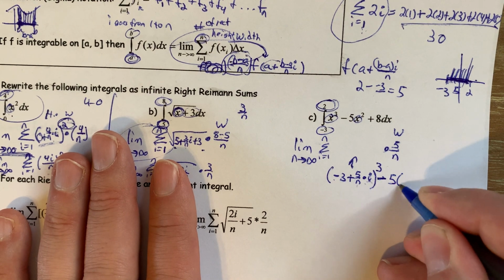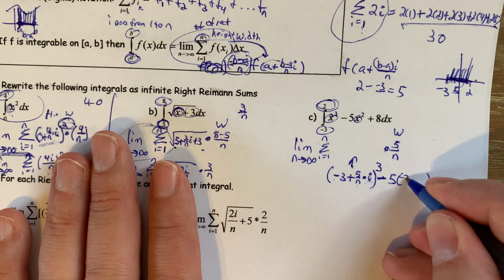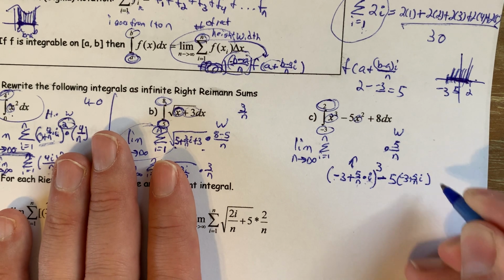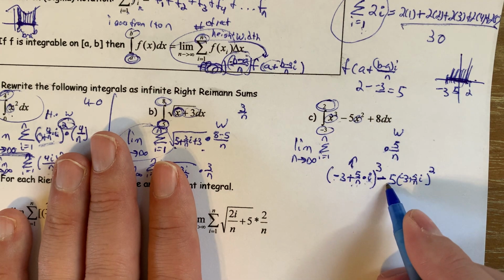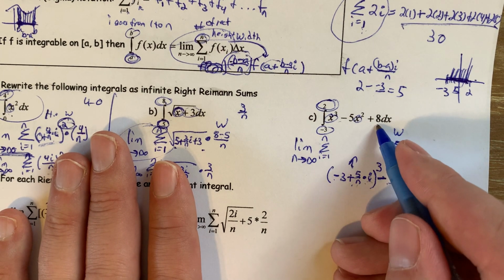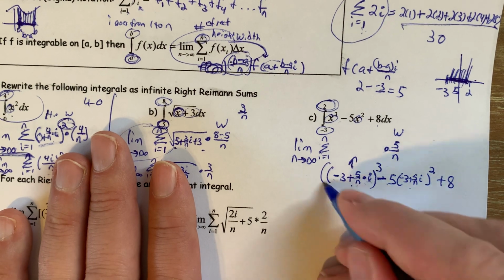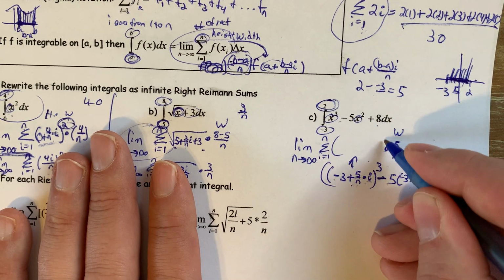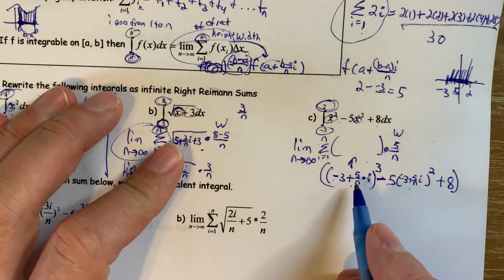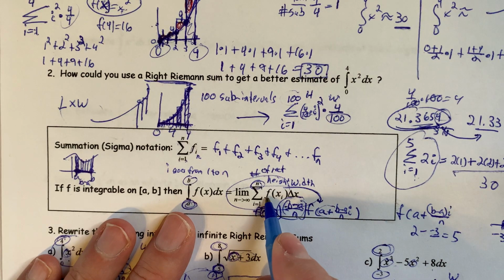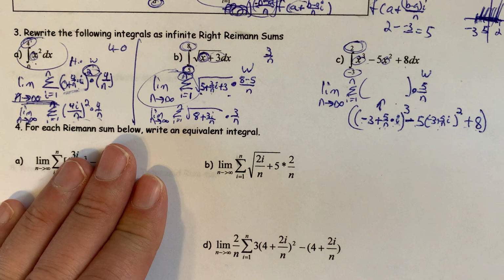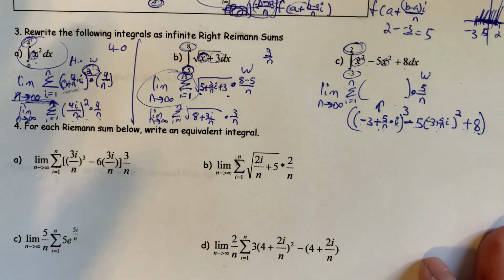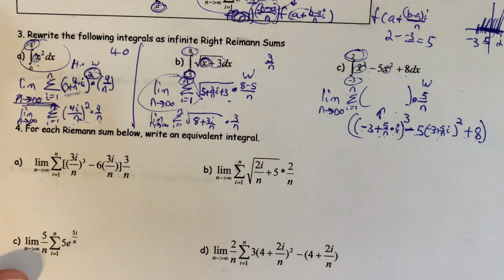Minus 5 times the x is going to be -3 plus 5 over n times i, squared. So here's our x cubed minus 5x squared. And that 8 doesn't have an x that's getting plugged in. So this whole thing is our f of x sub i. So at different x's, what is the function value? Well, the function value is going to be at different i's, at different places on the rectangle. All right, let's practice this some more. Let's see how you guys can do on a few of these.